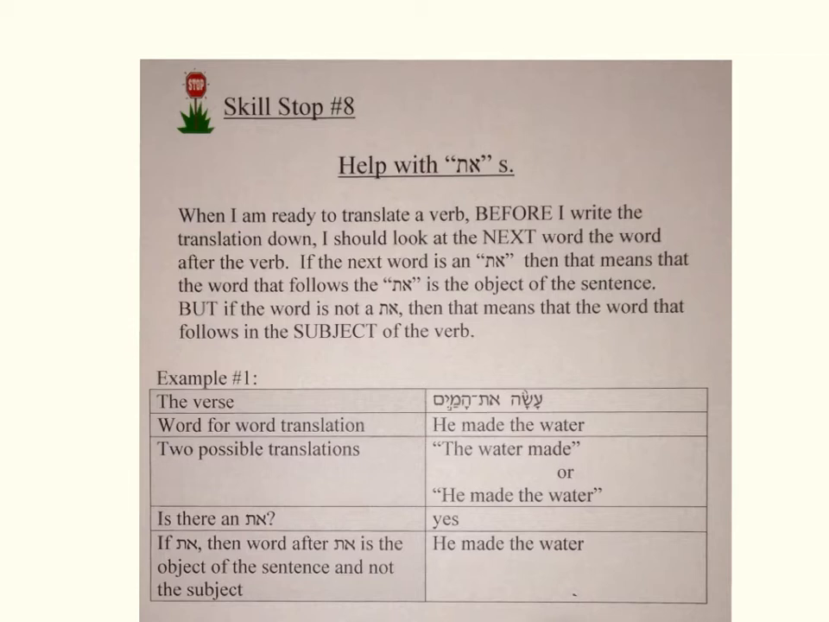But if the word does not have an et, then that means that the word that follows is the subject of the sentence, the subject of the verb. I know that sounds a little bit confusing when we say it all together, so let's take a look at an example to help it make sense.